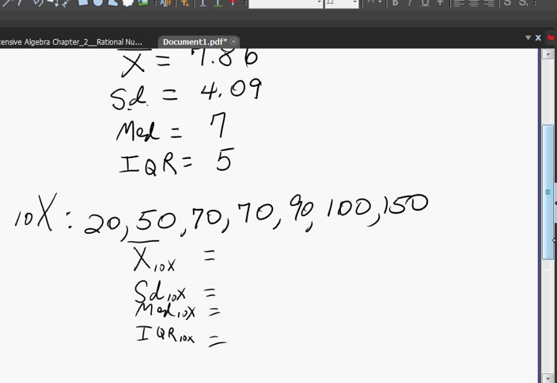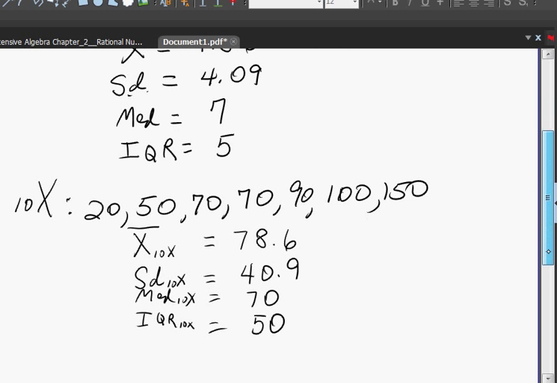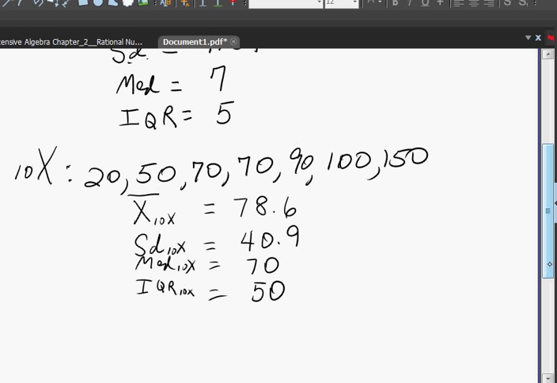What's the mean? 78.6. So median? IQR? Okay. When I took every number in my set of data and I multiplied it by 10, what happened to my statistics? They're all multiplied by 10. All right, that's pretty simple.